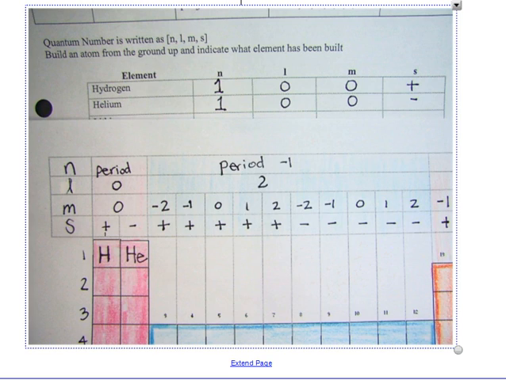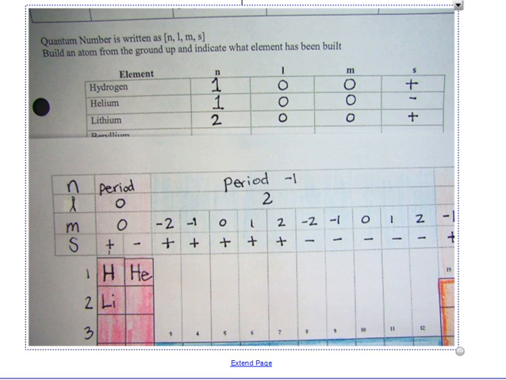If we move on to helium, we can do helium. It's done the same way. Period is 1, L is 0, 0, but this time it's a negative. So that's what distinguishes hydrogen from helium. We can skip over. We can do lithium next. So lithium is found right here. Now the period for this one is a 2 because it is in this row. So it's 200 plus. 2 for the period, 00 plus because lithium's right there.